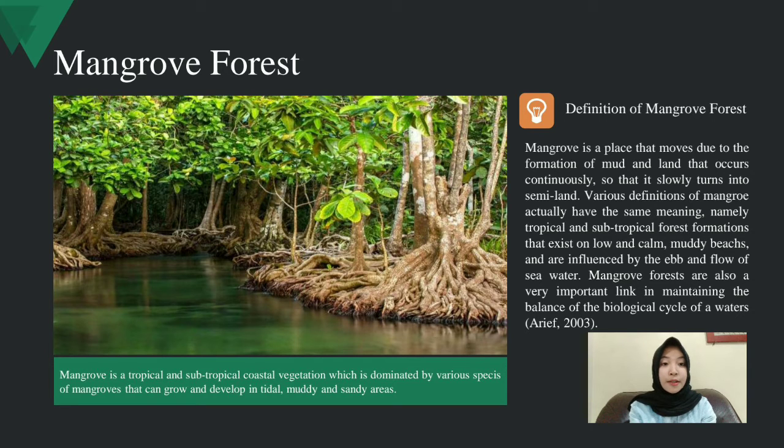Mangrove is a tropical and subtropical coastal vegetation which is dominated by various species of mangrove that can grow and develop in tidal, muddy, and sandy areas. However, not all beaches can be overgrown with mangrove because their growth has requirements such as beach conditions that are protected and relatively calm, and get sediment from river mouths. The next topic, I'd like to focus on mangrove forest habitat characteristics.